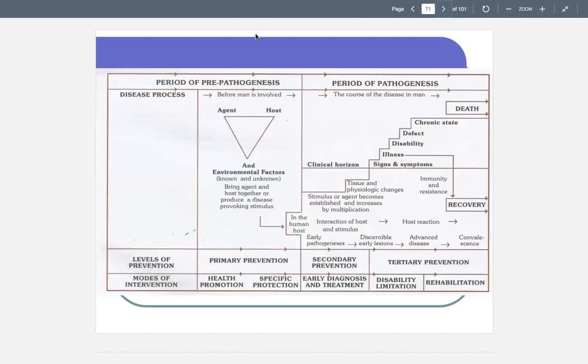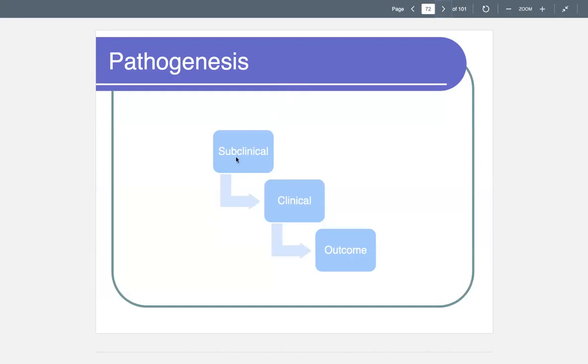Okay, so ito, this is the period of the prepathogenesis, yung before pa lang ma-involve yung susceptible host. Si pathogens ay nandun pa lang sa environment. So dito primary prevention. Period of pathogenesis, dito yung organism nag-infect na doon sa susceptible host at nag-cause na ng pathological changes in the body. Kaya lumabas yung signs and symptoms. Okay? So in the pathogenesis, merong subclinical, clinical, and the outcome.